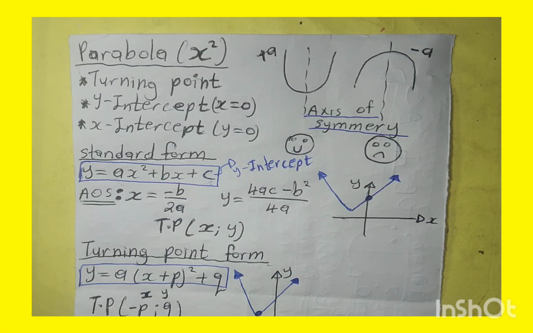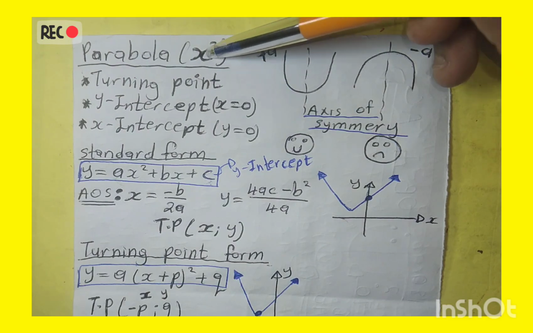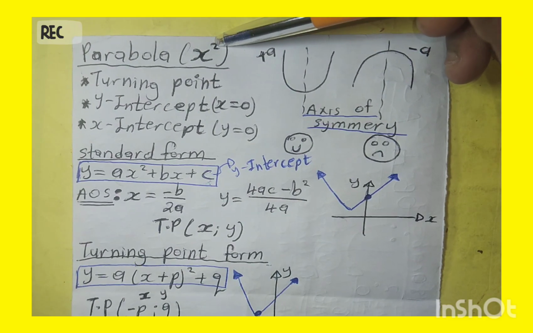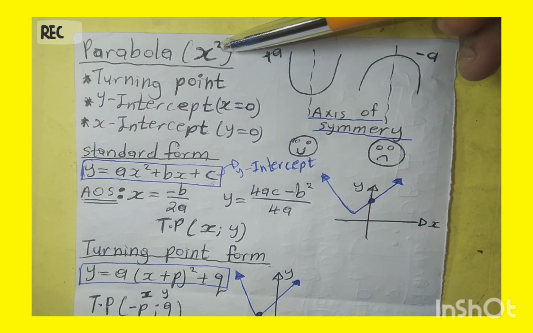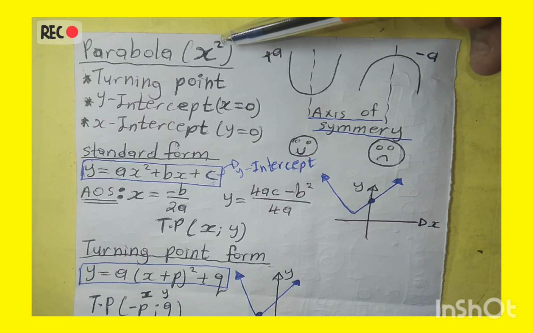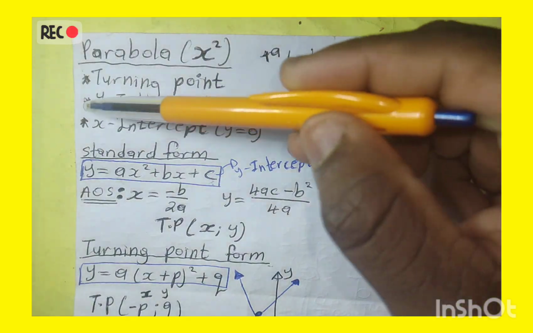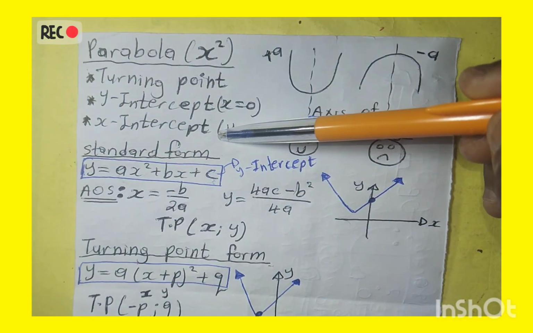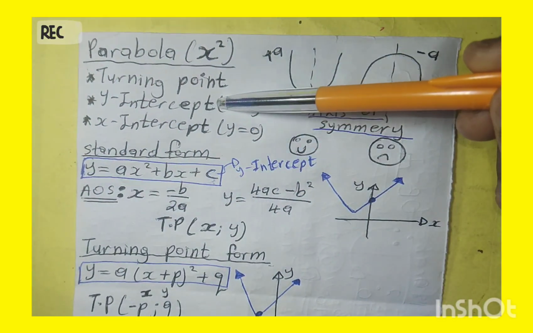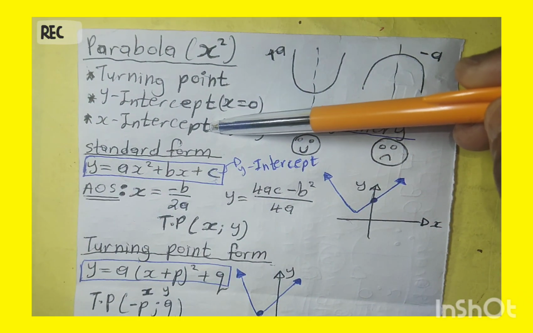Also fine. So in this lesson, guys, I will be touching on the parabola function. The moment you see x squared in an equation, just know that the equation represents a parabola. In order to draw a parabola, you should get a turning point, and you should also get the y intercepts and the x intercepts. Meaning you should get the values where it will intersect the y axis, and the values where it will intersect the x axis.